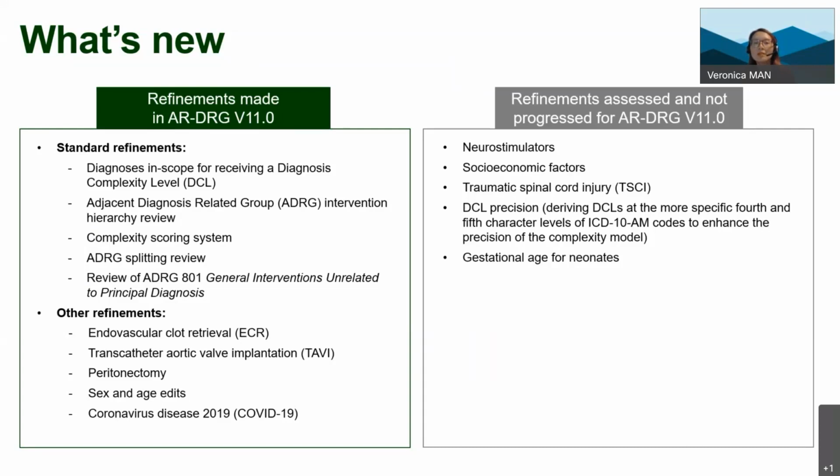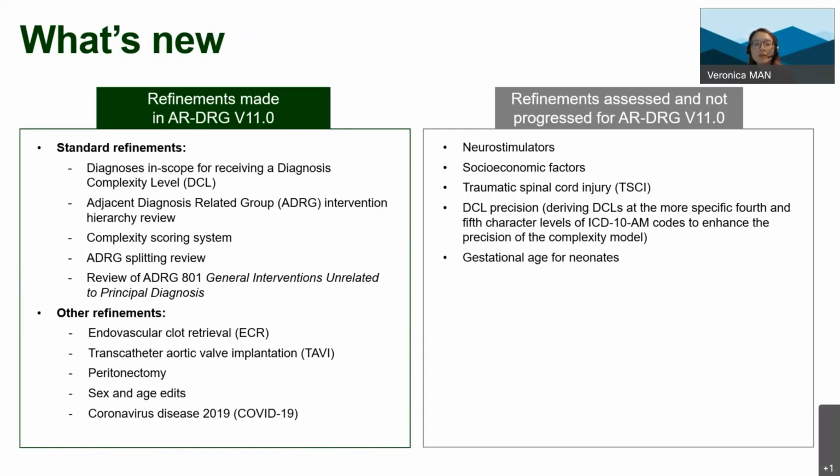We have also limited the requirement to use sex as a classification variable, with the expansion of reproductive system-related codes to distinguish between male and female reproductive organs. We've also removed a sex conflict test in MDC 12, 13, and 14 to ensure appropriate grouping of episodes. We've aligned the age edits for disease and intervention codes with the AR-DRG classification system.